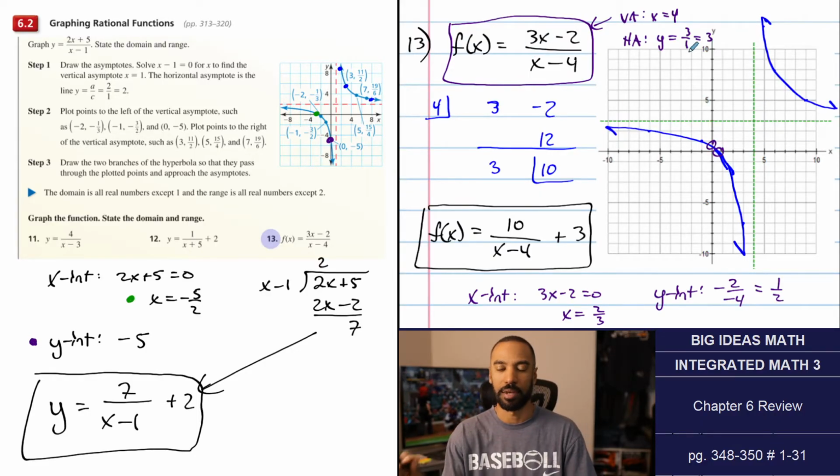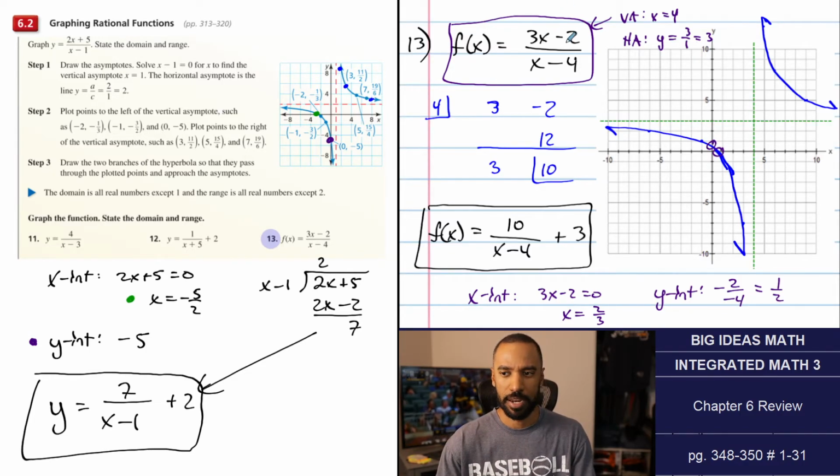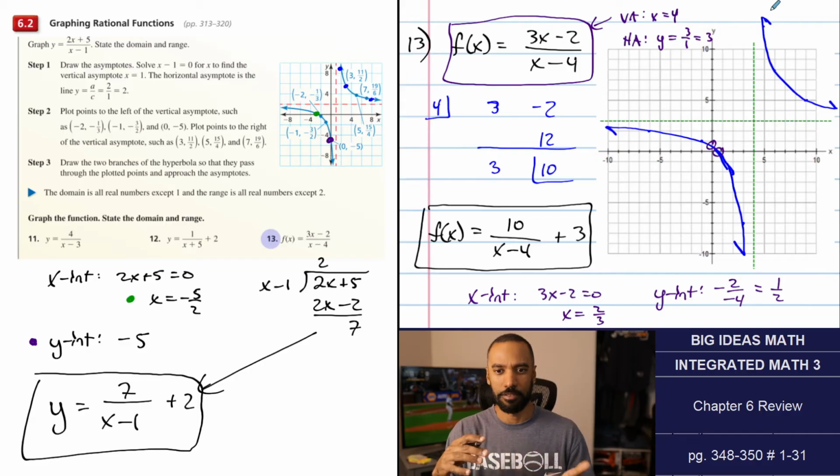Plug in 6 and see what you get. Those can get a little heavy in calculation, right? Now you've got to do 15 minus 2 over 5 minus 4. Okay, that's 13, and you've got to plug in y equals 13. It's kind of iffy. That's why I like to do other methods and use these other things.